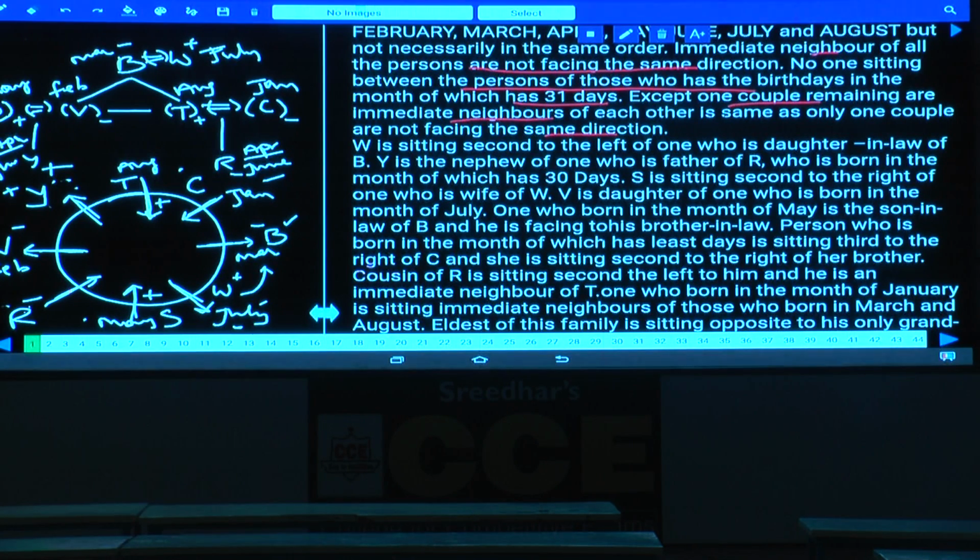Who are the couples here? C and T are facing one direction, and W and V are facing one direction, and S and V are facing different directions. Out of these three couples, only two couples are facing the same direction, one couple is not facing the same direction, and out of these three couples, two couples are seated adjacent to each other, and one couple is away from this. Hence, no information is given about April and July.